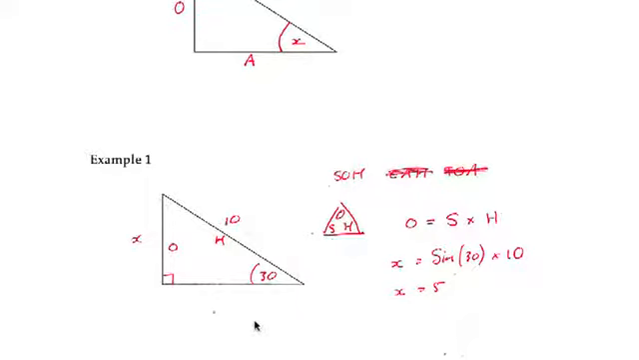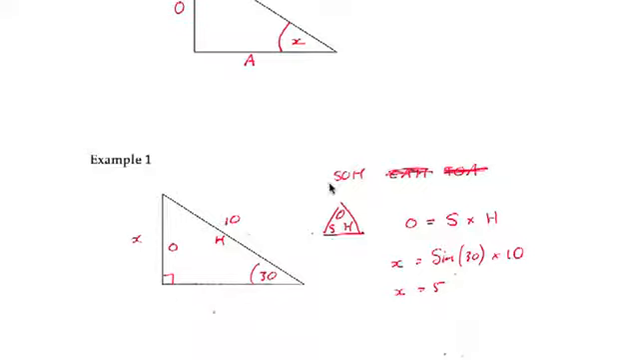So suppose this is your problem and you're told that that's 30 degrees, the hypotenuse is 10 centimeters, and you've got to find the length of this side here. Well, as we said before, you start by labeling your sides. So that's the hypotenuse. That's the opposite. This one would be the adjacent.